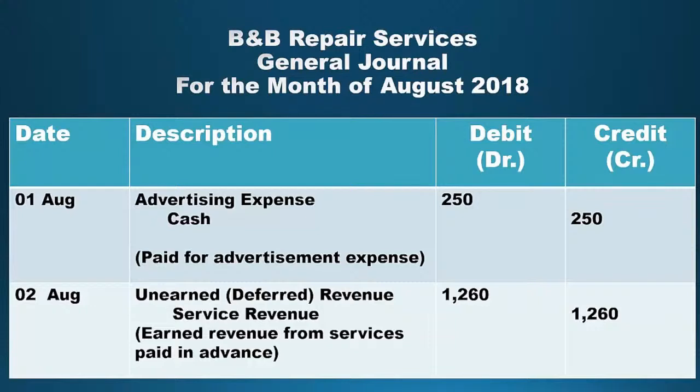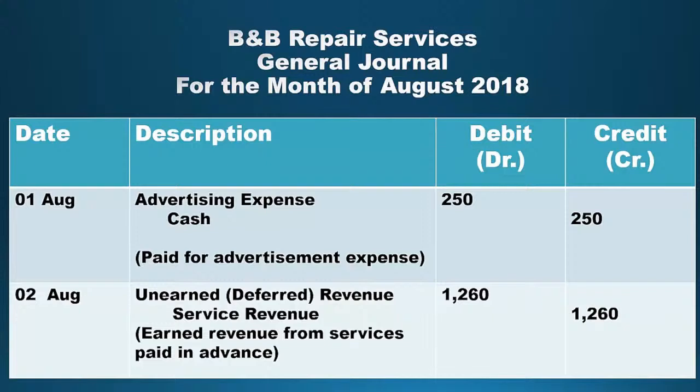Step 1. What happened? The company paid $250 for advertising on Kijiji to promote their services for the month of August. Step 2. Which accounts are affected? Advertising expense increases because the business is incurring this cost. Cash decreases because the company paid this amount.